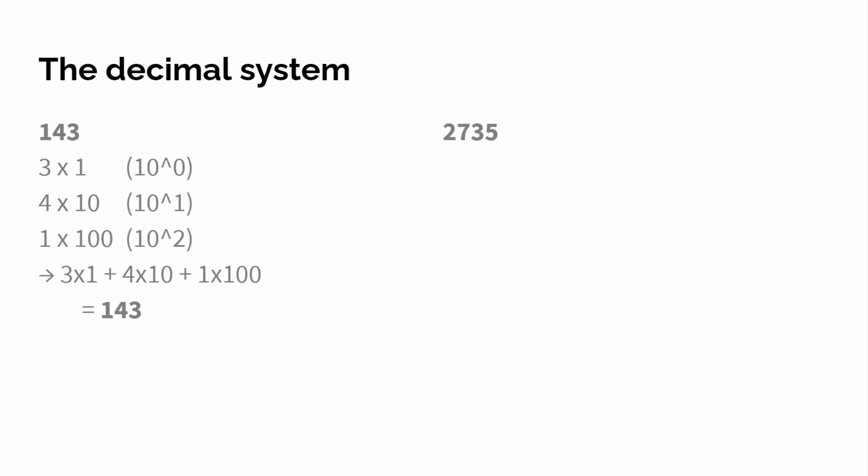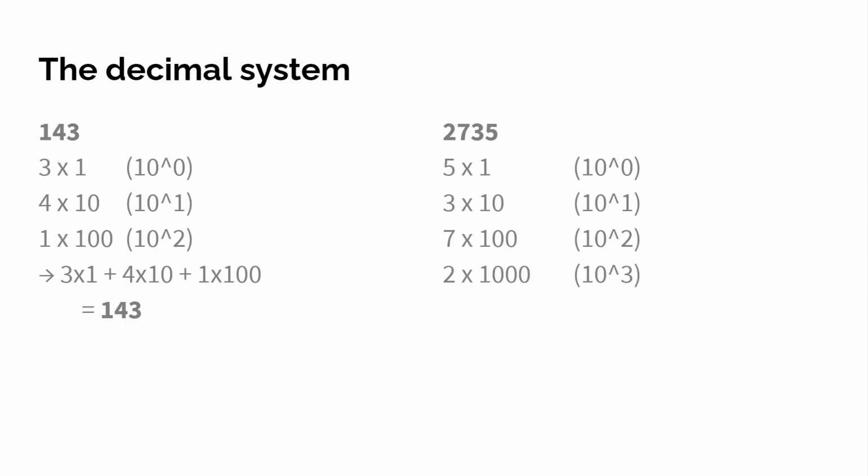Let's do it with a bit larger number. 2735. It's 5 times 1, plus 3 times 10, plus 7 times 100, plus 2 times 1000, because the next higher thing would then be 10 to the power of 3, which is 1000. And who would have thought, we again get the same number?